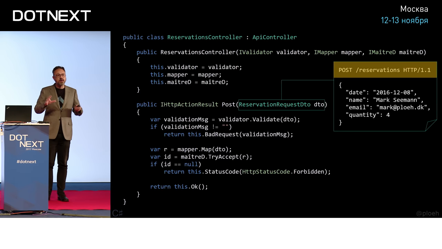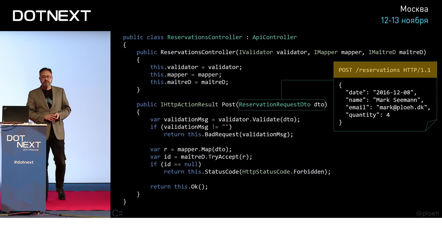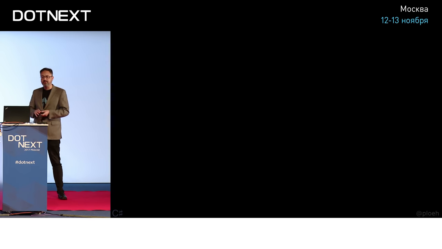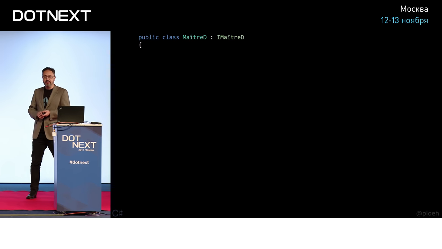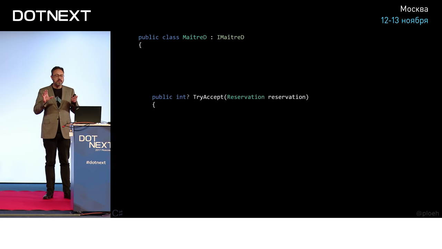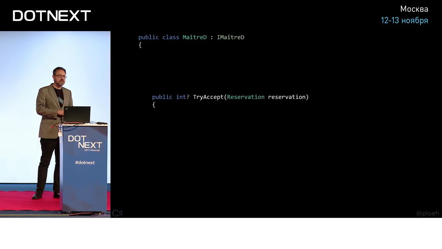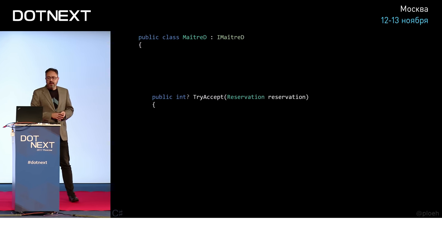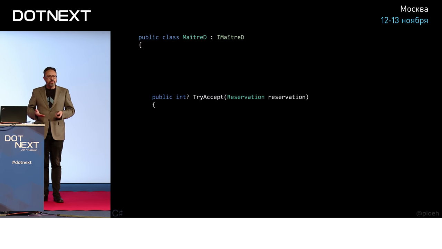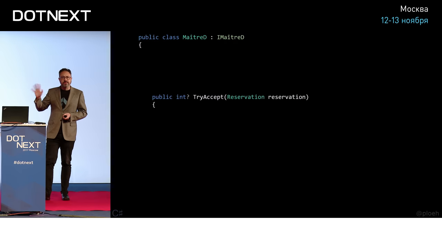So let's dive into our own code. The next thing we're going to look at is this maitre d' object. We have this maitre d' class, and it needs a method called tryAccept that takes a reservation as input and returns a nullable int as output. Let's walk through the steps that are missing from that five-step plan.